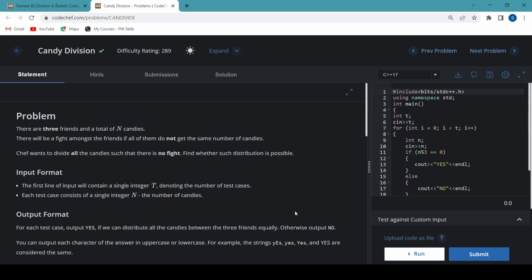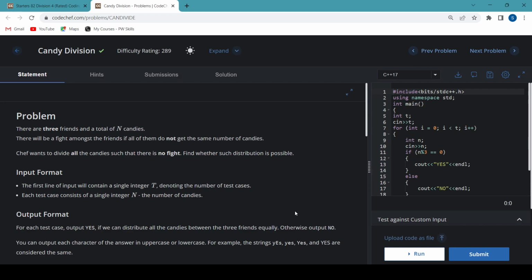Today I am going to solve the Candy Division question of CodeChef Starters 82. Let us take a look at the problem statement. The problem says that there are 3 friends and a total of n candies. There will be a fight among the friends if all of them do not get the same number of candies. Chef wants to divide all the candies such that there is no fight. Find whether such a distribution is possible or not.